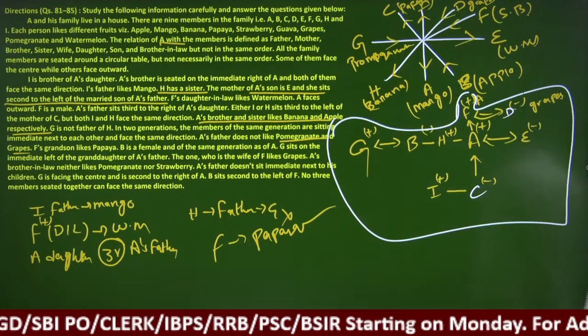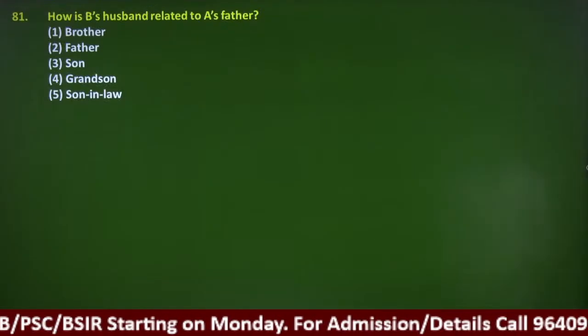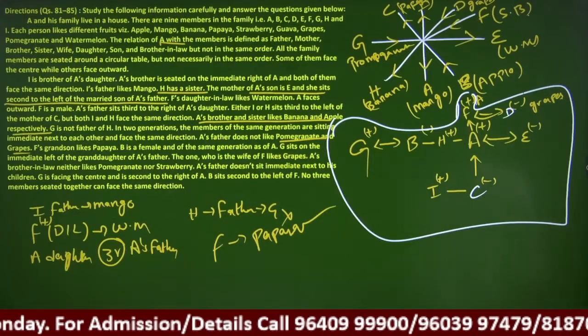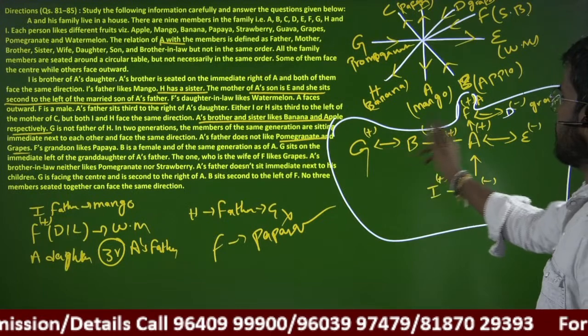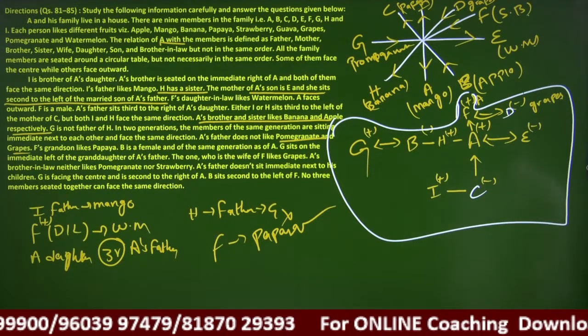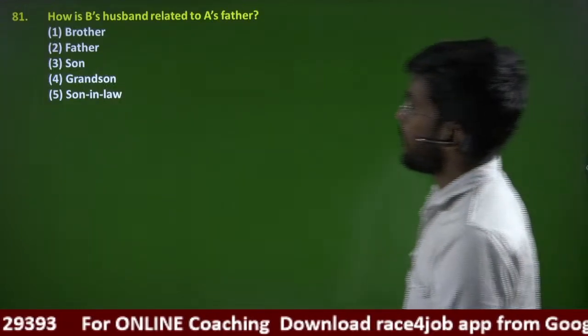This is the final arrangement. Okay, let's see the problems on this. How is B's husband related to A's father? B yokka husband, A father ki ela relation. A's father ninchi relation F. F ninchi G ki relation ela vastundi, son-in-law.